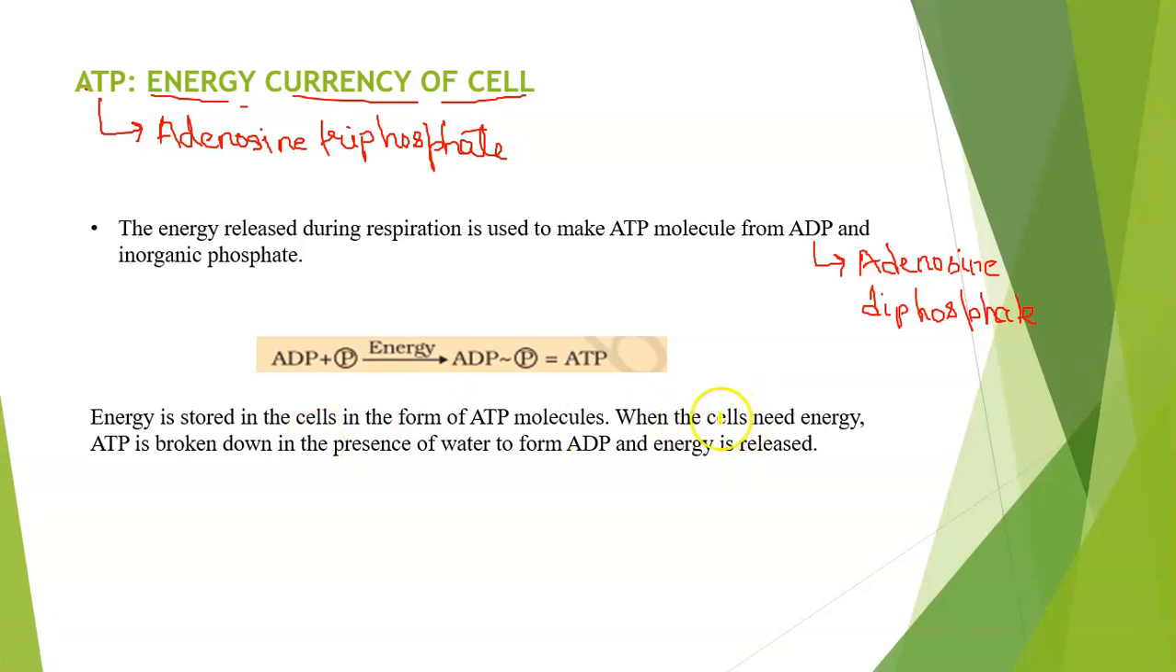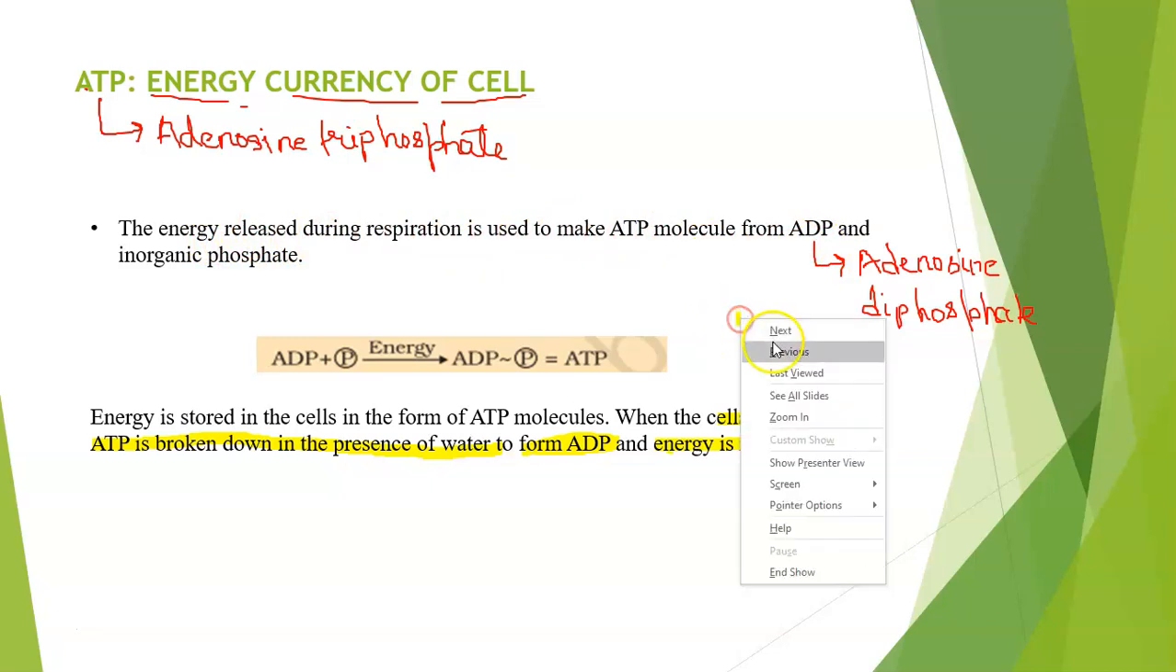So when the cells need energy, ATP is broken down in the presence of water to form ADP and energy is released. So this is the role of ATP. ATP is the energy currency of the cell. It stands for adenosine triphosphate, and it is formed from ADP and inorganic phosphates.